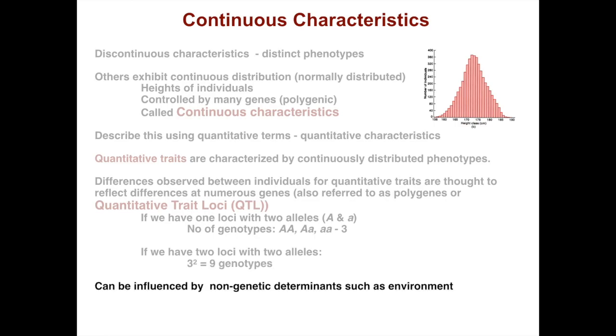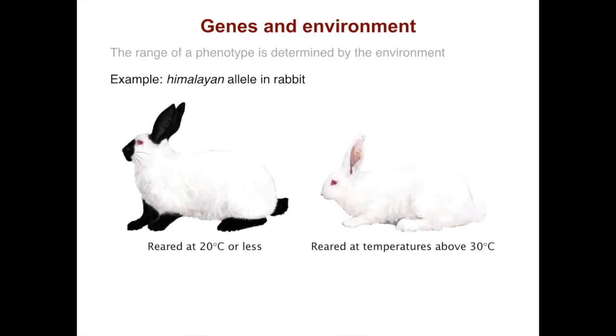Continuous characteristics can be influenced by non-genetic determinants such as environment. And they are multifactorial, as many factors influence the outcome. The environment can have a profound effect on how genes express their phenotypes. In this case, the range of a phenotype is determined by the environment. And there is a great example of this in the Himalayan allele in rabbits.